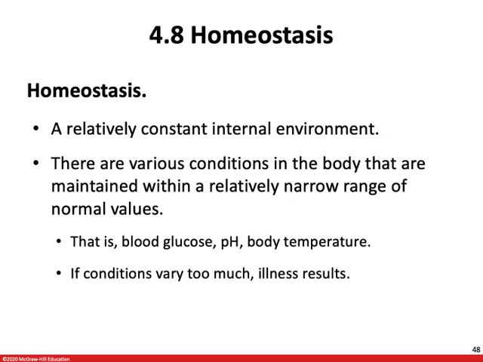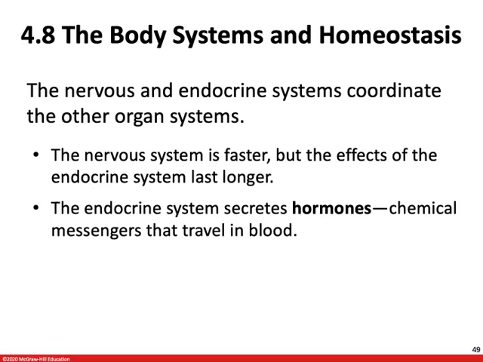So homeostasis is just the constant adjustment made by the organ systems to respond to changes in the internal and external environments. So things like maintaining blood glucose, pH, body temperature. If the condition varies too much, illness will be the result.